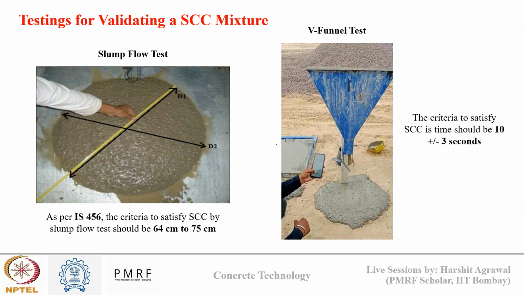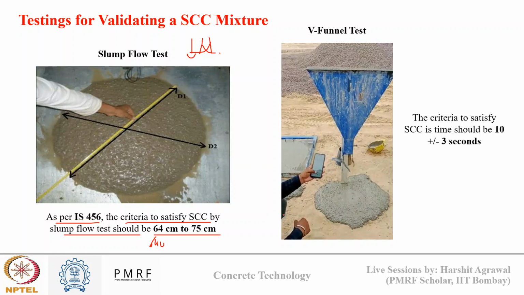Then the slump flow test we have already discussed earlier, so we will just spread the concrete mix and record the diameter. Here we don't record the loss in height, because it will completely flow and collapse, so we record the diameter. As per IS 456, the criteria to satisfy SCC by the slump flow test should be 64 centimeter to 75 centimeter, or 640 mm to 750 mm.